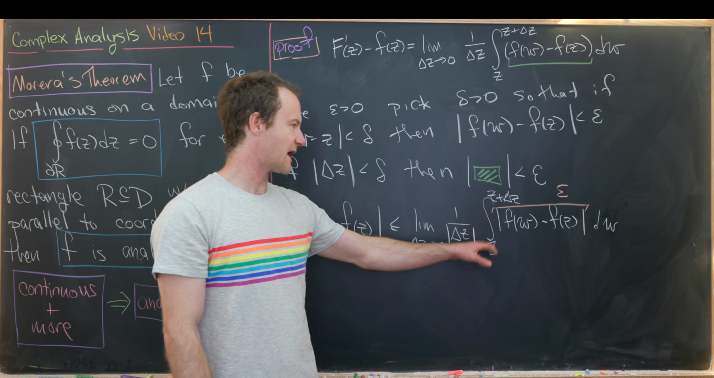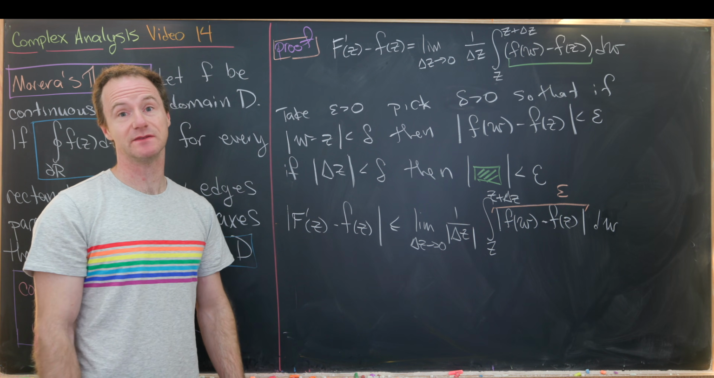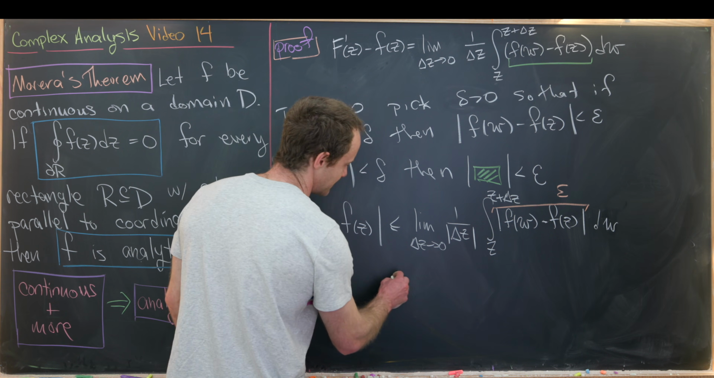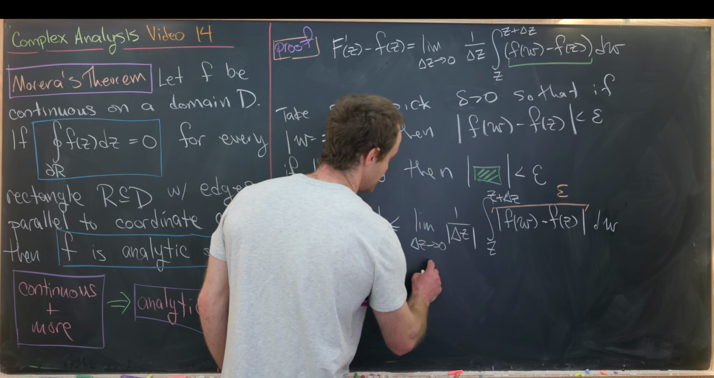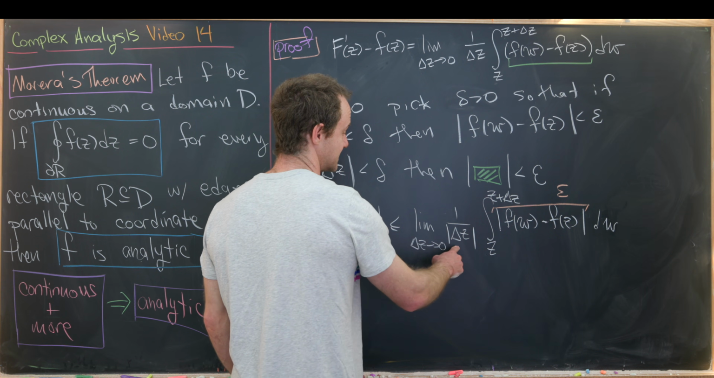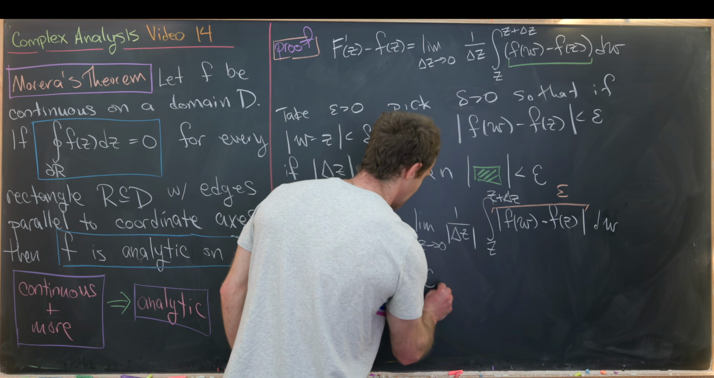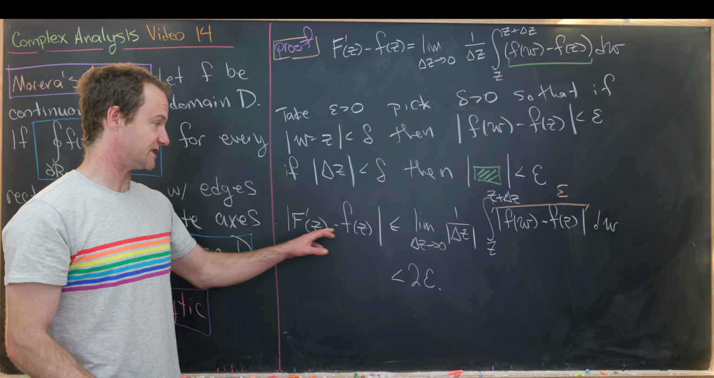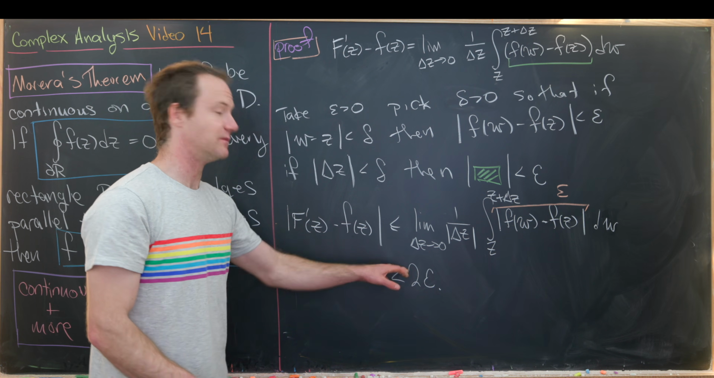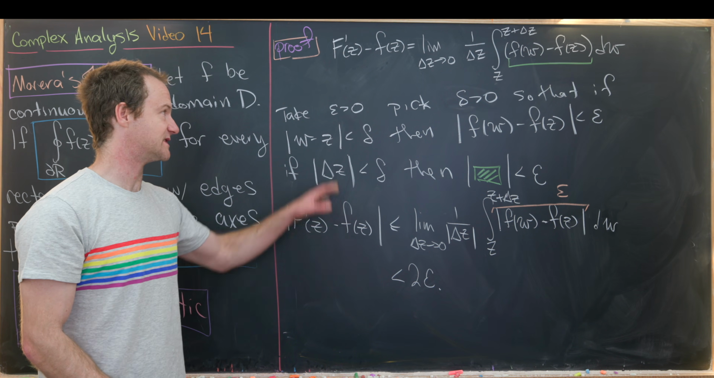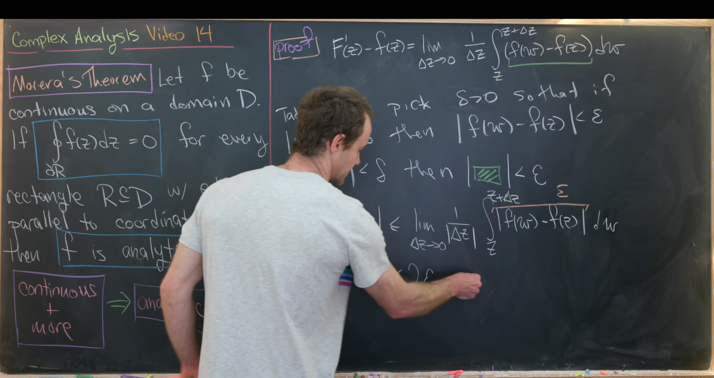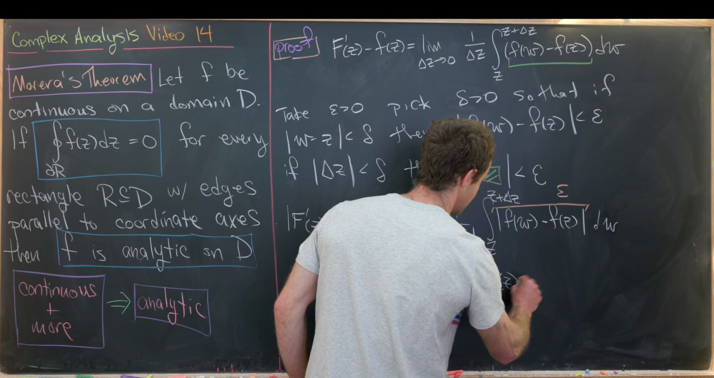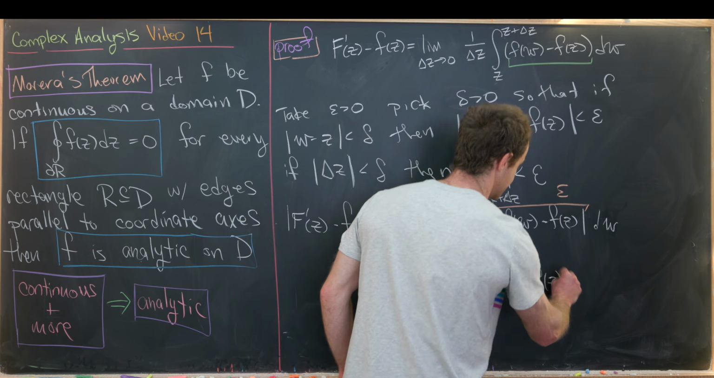But now the longest path on any rectangle from z to z plus delta z will be exactly 2 delta z. So that means this is less than epsilon times 2 delta z over delta z, but that will be 2 epsilon. So what have we done? We've shown that F prime of z minus f of z can be made as small as we want. But since epsilon was chosen arbitrarily, that means that this is arbitrarily small, which means F prime of z is equal to f of z.